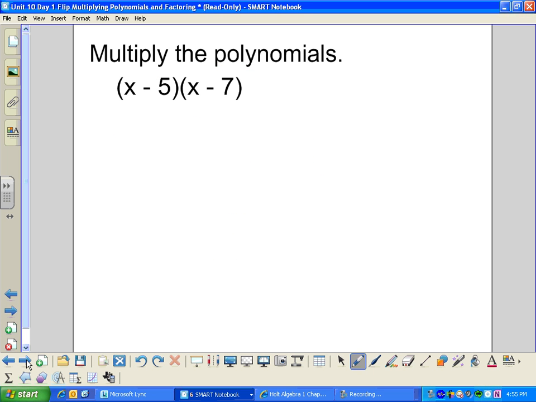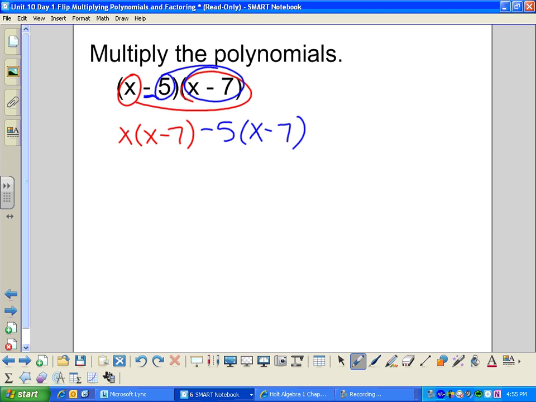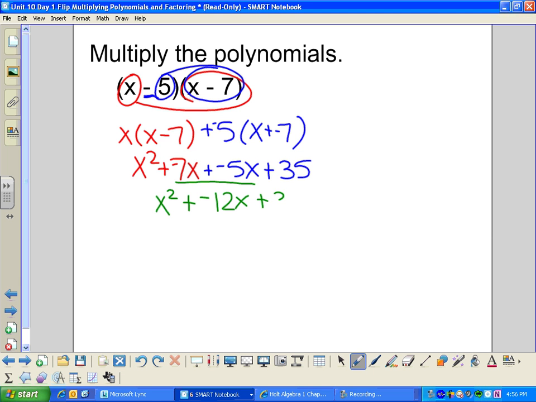Let's move on. Let's multiply these polynomials. I'm going to have x times this whole binomial minus 5 times this whole binomial. See what that looks like. x times x minus 7 minus 5 times x minus 7. Let's simplify by distributing correctly, please. We get x squared minus 7x plus negative 5x. I'm going to change that to adding a negative to make it easier for you. Negative 5 times negative 7 is positive 35. You can change that too if that helps you to simplify. So I see that I have two x terms that I can combine. So I end up with x squared plus negative 12x plus 35.